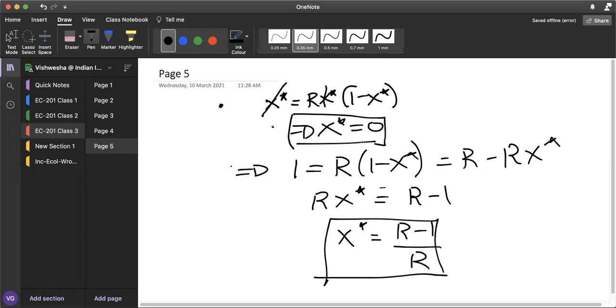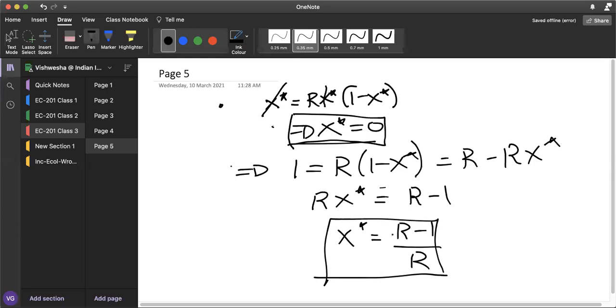Of course, I had already found one equilibrium here, x equals 0. Now if you're not very sure, you can go back to this equation and plug in x star equal to (R minus 1) by R. What you will find is that the left hand side becomes equal to the right hand side. That's one way to make sure you got the right answer.